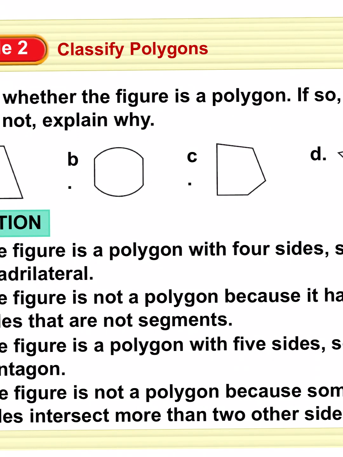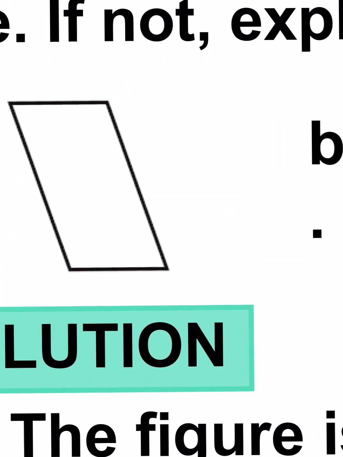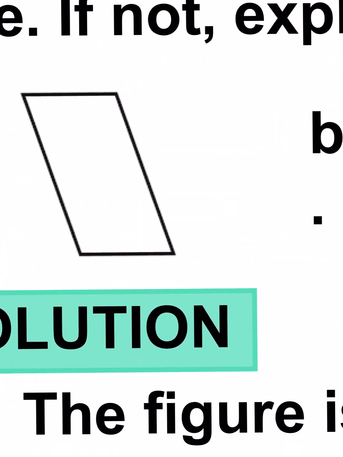Okay, let's move on to more examples. What about A? Yes or no? Yes. Why yes? Yep. What name could we give this? How do we name polygons? It is by the number of sides. Okay? We name polygons based off the number of sides that they have. So this one has 4 sides, so it would be a quadrilateral.